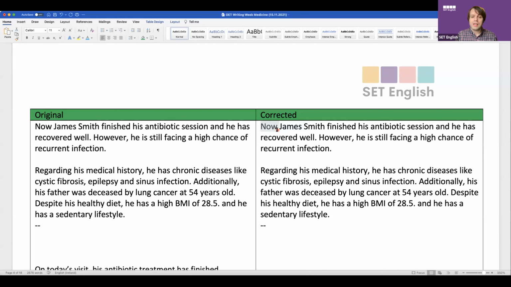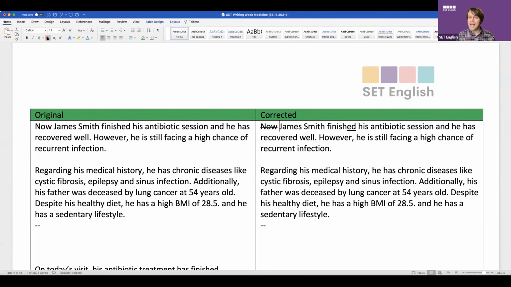Okay, so: Now James Smith finished his antibiotic session. It's already an error. Can anyone tell me? Now, after the comma. Yeah, Batul, now? Well, firstly, does that sound right? Recently, this person used past simple with now. Yeah, you're right, now with -ed. So there's a grammar error, but it's also just a style error.